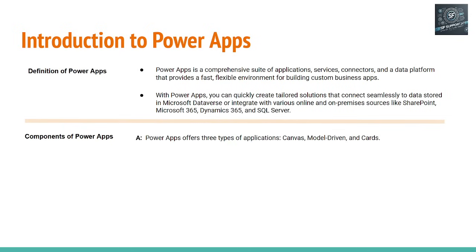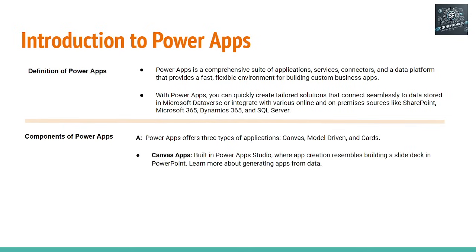There are broadly three types. First one is a Canvas app, which is built in Power Apps Studio, where app creation resembles building a slide deck, similar to PowerPoint. You can drag and drop different components, like how you drag and drop components in PowerPoint. You can do that in a Canvas app. You can drag and drop list items, images, and all those things.